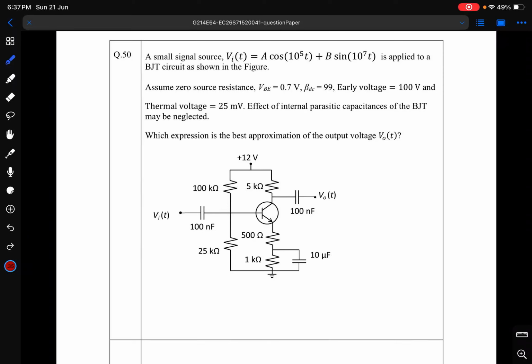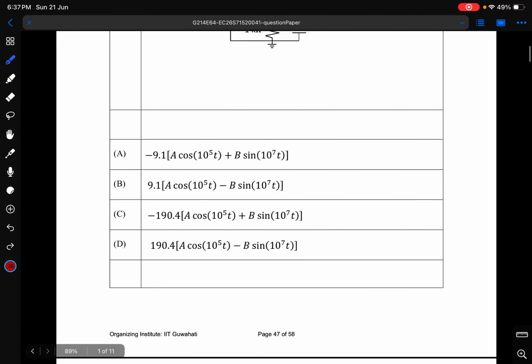Hello everyone, today I am back with another question of GATE 2026. This question is based on BJT amplifier. I took this question because it is going to take around 10 to 15 minutes if you solve it by the normal approach. But if we go by option elimination, we can solve this question in 4 to 5 minutes.